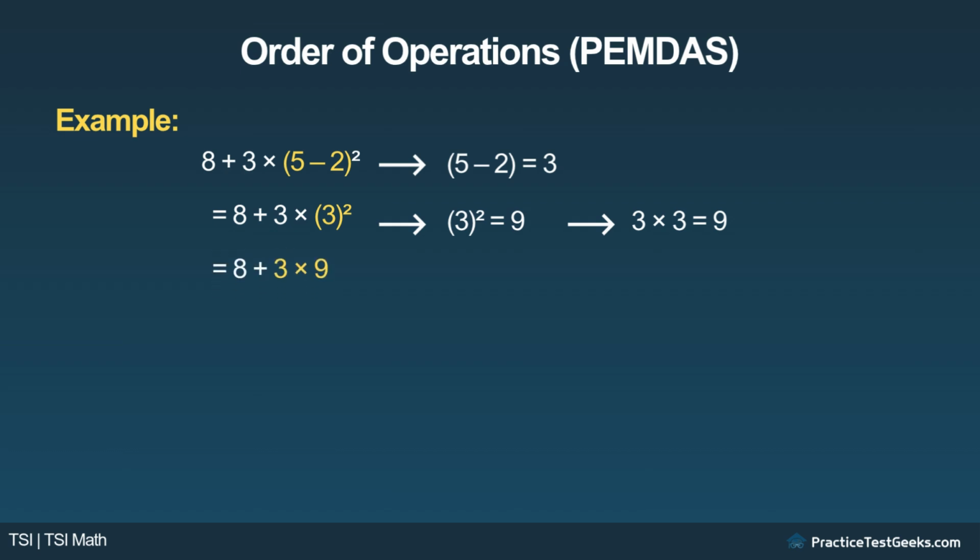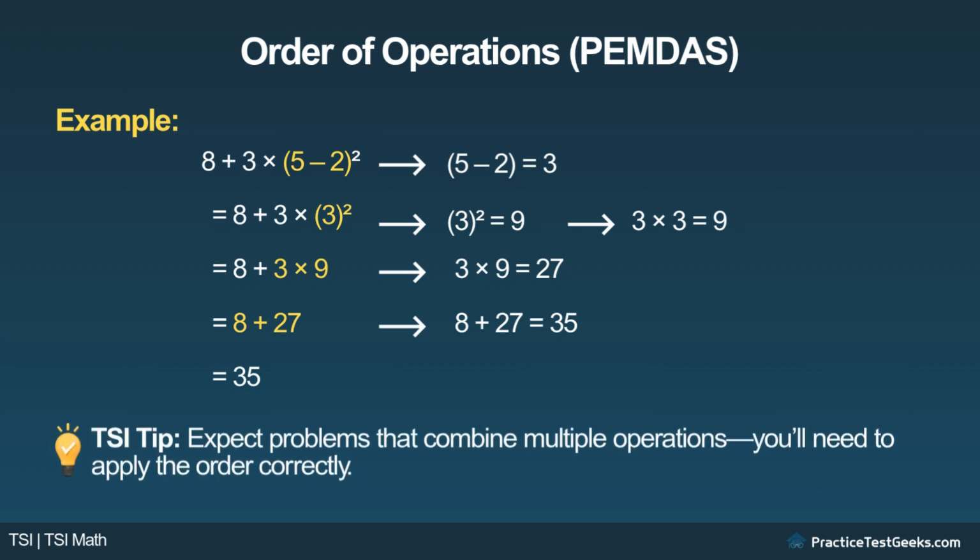Step 3. Follow the order of operations, PEMDAS, multiplication before addition. 3 times 9 equals 27. Now the expression becomes 8 plus 27. Step 4. Add. 8 plus 27 equals 35. Final answer, 35. TSI tip: expect problems that combine multiple operations. You'll need to apply the order correctly.